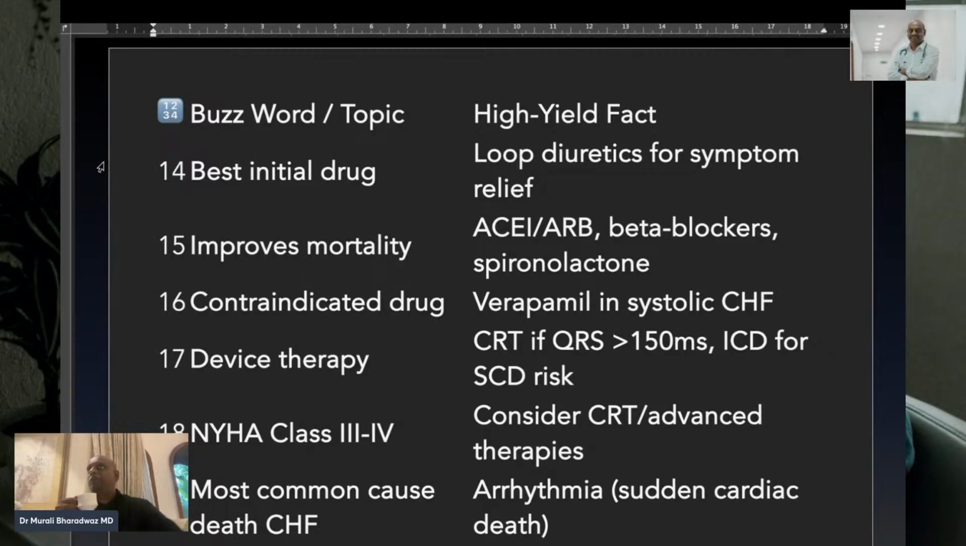If you give a calcium channel blocker, a negatively inotropic agent like verapamil, that can worsen the failure. The heart is already unable to pump. So that's the reason verapamil is contraindicated.